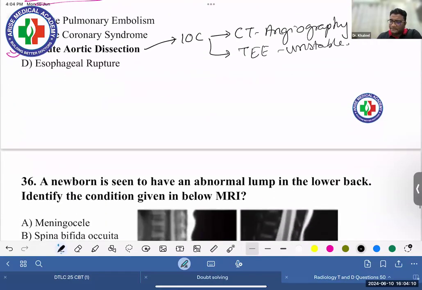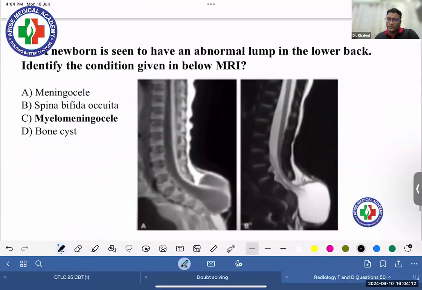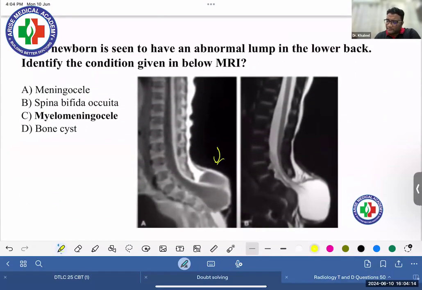Next. A newborn child with an abnormal lump in the lower back. This is T1 imaging. The vertebrae are black. Both of them are MRI. The question also mentions MRI. On this one the CSF around the spinal cord is black. On the other, the CSF around the spinal cord is white. So this is T2 weighted MRI.